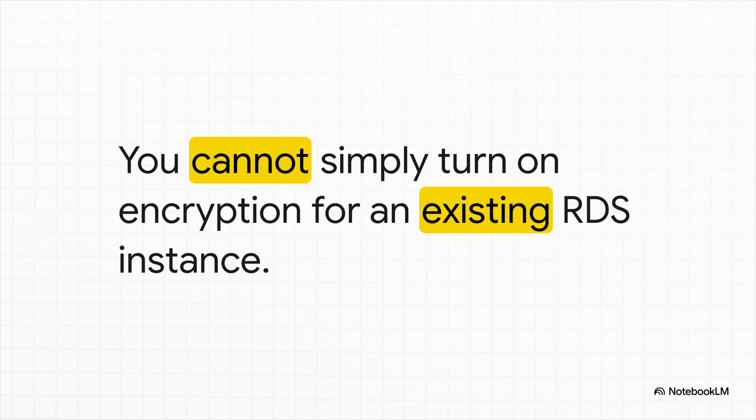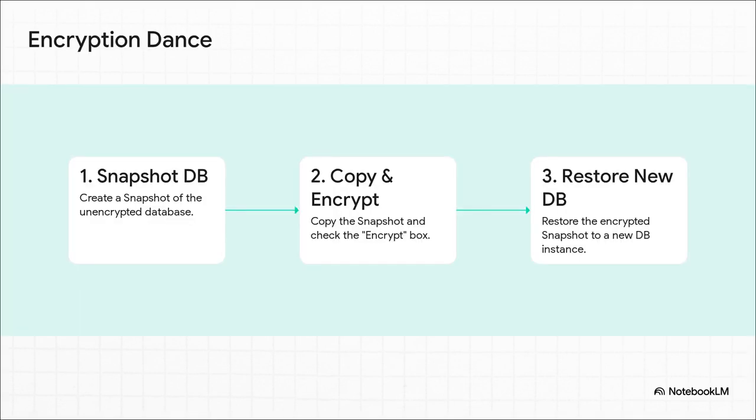You'd think you could just go into the console and check a box, right? Flip a switch? Wrong. You cannot encrypt an existing RDS instance in place. It's a huge limitation that requires a very specific workaround. And this is where we do what I like to call the three-step encryption dance. It's a simple, repeatable process.